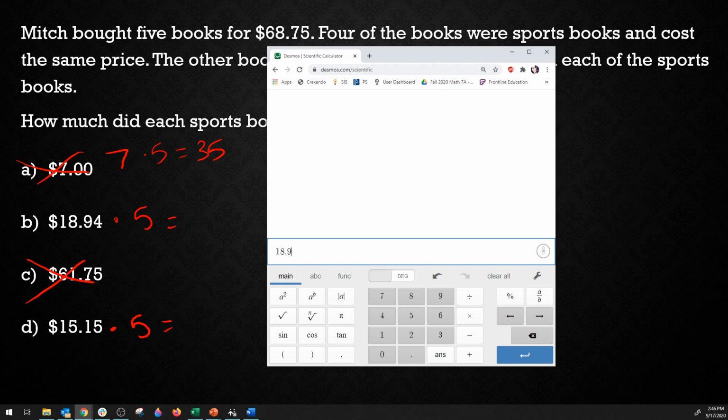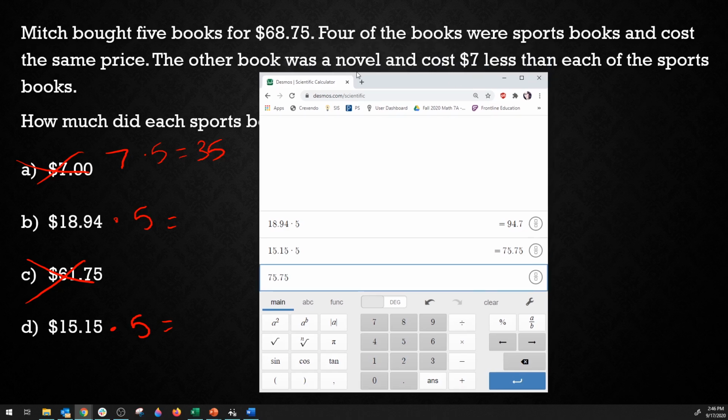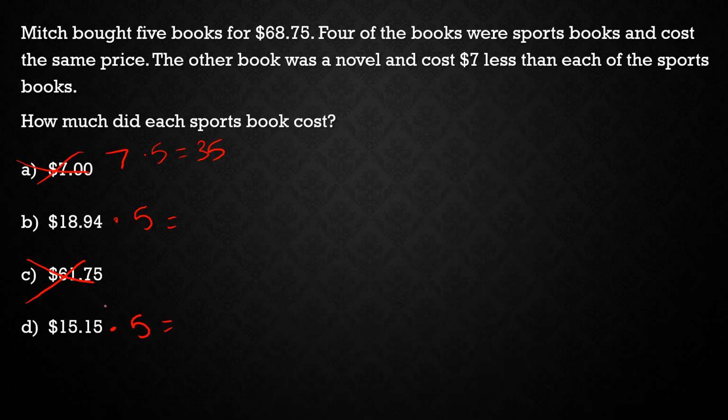So 18.95 times 5 and 15.15 times 5. Well, if I look here, 94.75, this one is way over. However, this 75.75 is looking good. And it tells me that the novel that Mitch bought was $7 less. Less is another word for subtraction. If I subtract 7 from this, I get $68.75, which means that 15.15 is the correct amount.